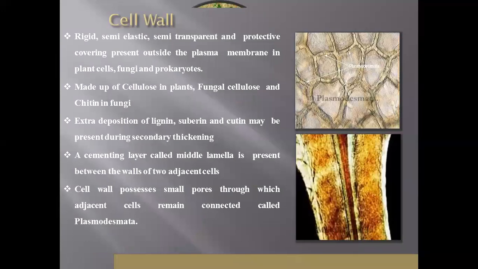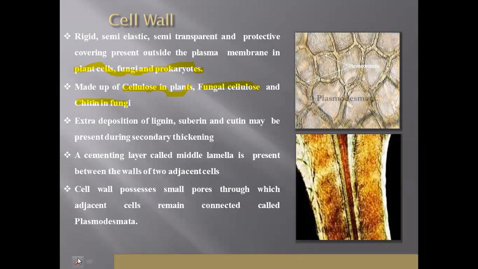Cell wall. Cell wall is a rigid, semi-elastic, semi-transparent and protective covering present outside the plasma membrane in plant cell, fungi and prokaryotes. Right, my students, just remember that the cell wall is present in plant cell, fungi and prokaryotic cell. It is made up of cellulose in plants, and chitin in fungi, right?